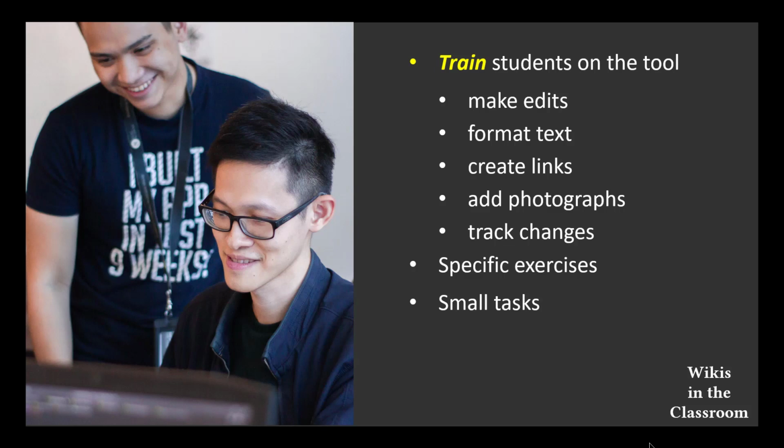Whatever project and tool you select, it is important to begin with training the students to use the tool. If you're using MediaWiki, then have students make edits on Wikipedia. No matter what, they need to know how to make edits, format text, create links to other articles, add photographs, and track changes. It is best to guide students through specific exercises where they have the opportunity for hands-on work. Give them small tasks to accomplish in the wiki so that they can see the result in the classroom setting.